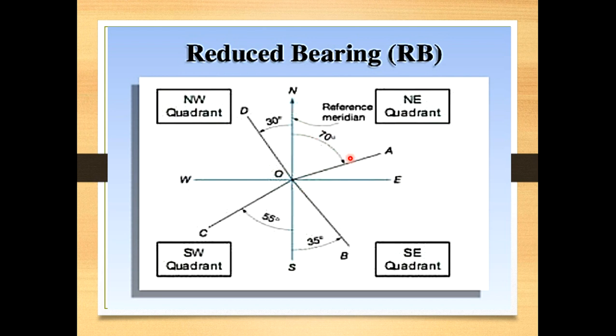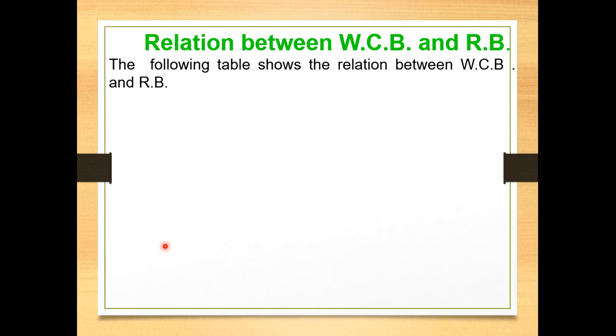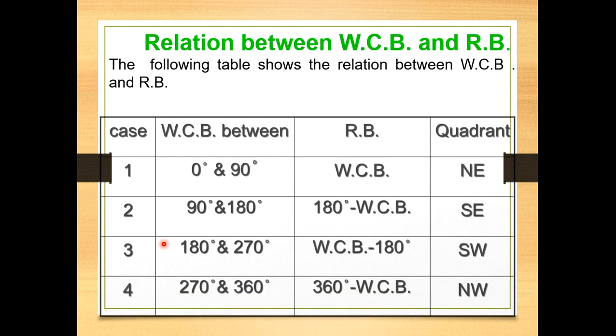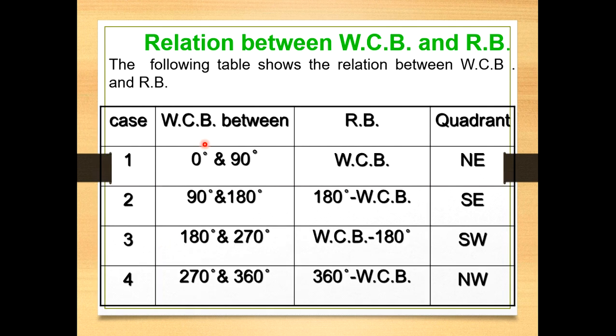Okay, this is the north pole, east pole, south pole and west pole. This is another diagram of reduced bearing, quadrant wise. Then how to calculate reduced bearing? Relation between WCB and RB. The following table shows the relation between WCB and RB.